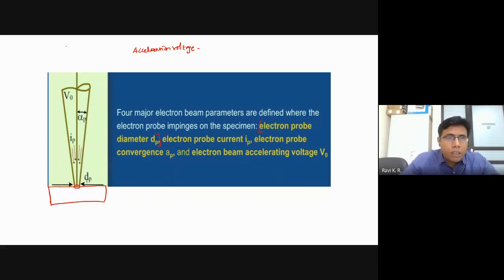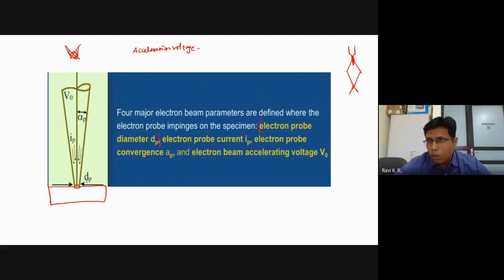As you have seen earlier, we have a crossover, and the crossover size may be something like this. From the crossover, we then have so many apertures, like the condenser aperture and the objective aperture. There are three points we need to remember. One is the beam from the electron gun, whatever beam diameter you are getting. Another is that it diverges, then converges at the crossover.